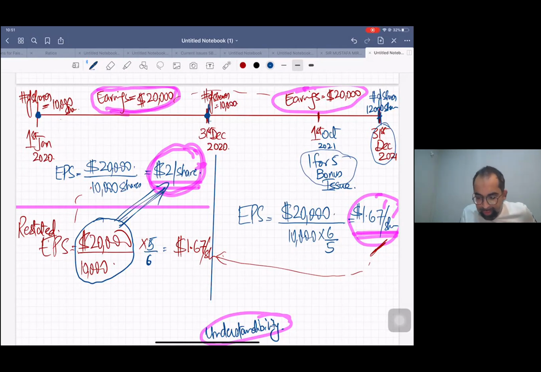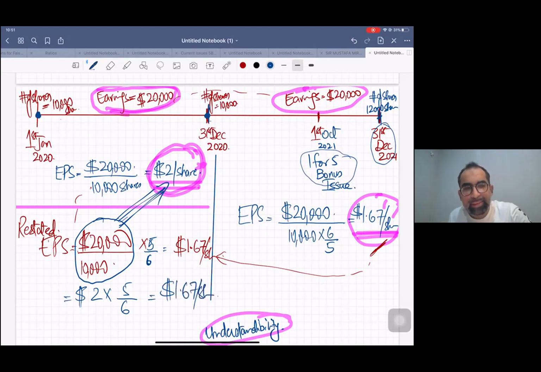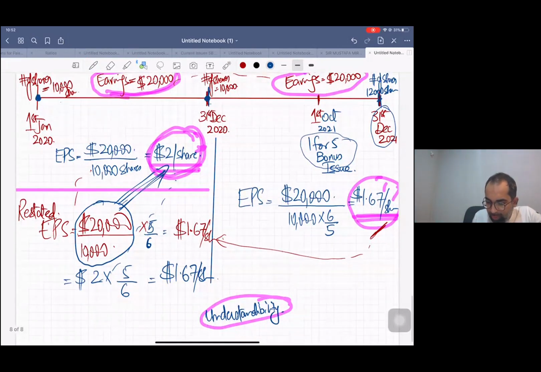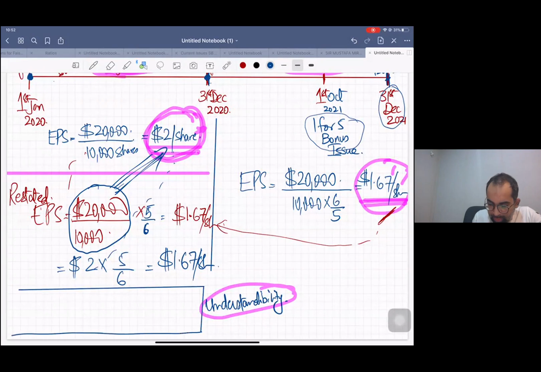So now there is one more formula. Simply write the existing EPS and multiply it with the reciprocal of the bonus fraction. You will get the ready-made restated EPS. That's it. I repeat, just write the last year EPS and multiply it by the reciprocal of the bonus fraction. My dear boys and girls, let me tell you the ready-made formula for this.